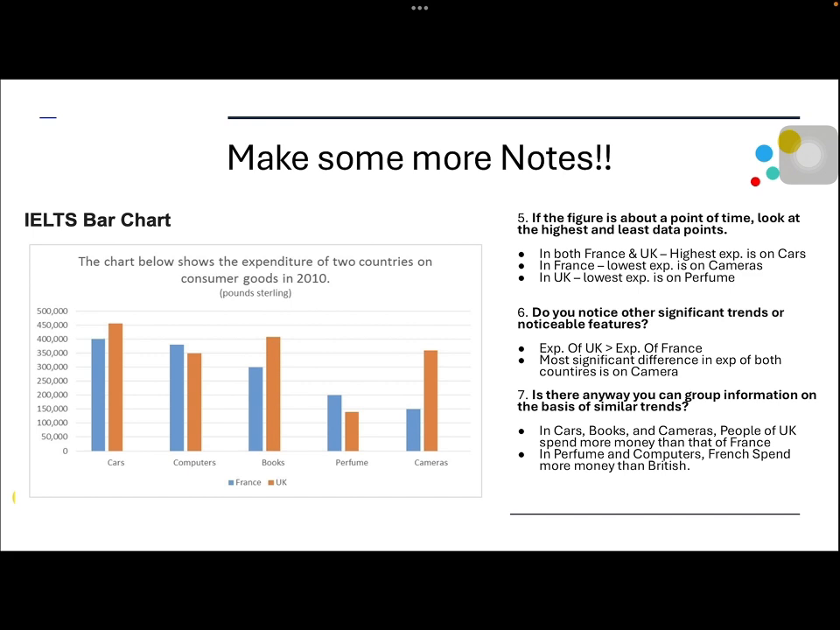Again, since we identified that the figure was based on a point of time, what we are going to do is we are going to try to look at the highest and least data points in the question. Now 2010 को डेटा दिएको छ. 2010 मा UK ले अथवा फ्रान्स ले चाहिँ 5 वटा कन्ज्युमर गुडमा कति पाउन्ड्स खर्च गरेको रहेछ भन्ने कुरा दिएको छ, right? So now let us look at the highest and least points. युकेले चाहिँ सबैभन्दा बेसी खर्च गरेको भनेको कार्समा हो, right, र सबैभन्दा लिस्ट खर्च गरेको भनेको पर्फ्युममा हो. फ्रान्सले सबैभन्दा बेसी खर्च गरेको भनेको पनि कार्समै हो र सबैभन्दा कम खर्च गरेको भनेको क्यामरासमा हो, right.